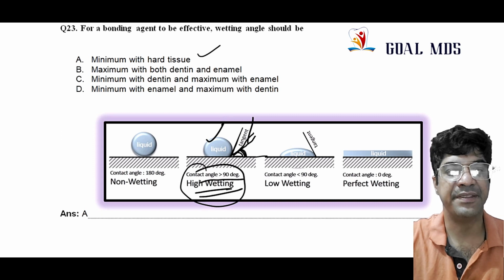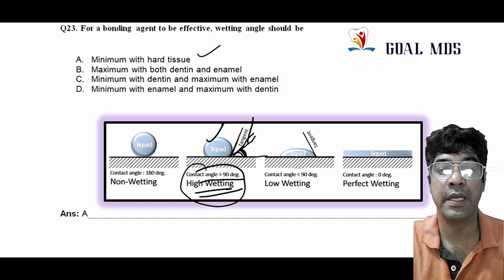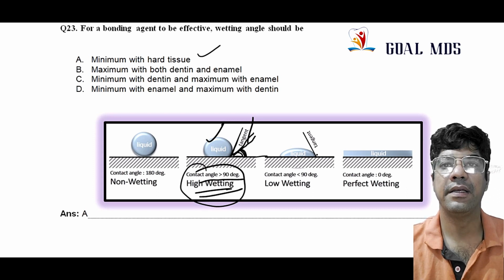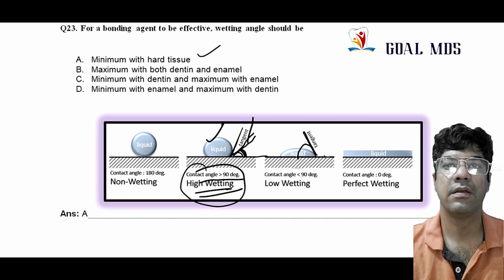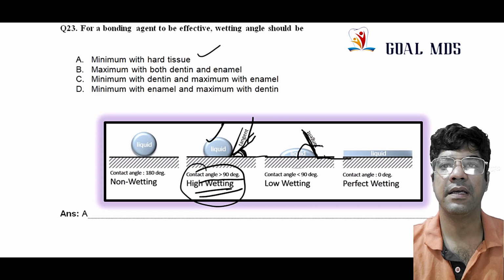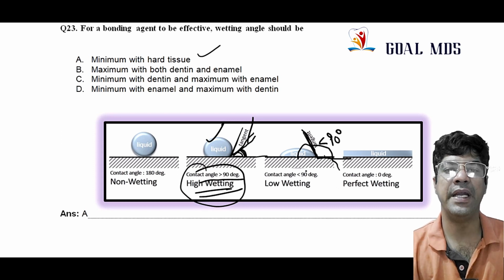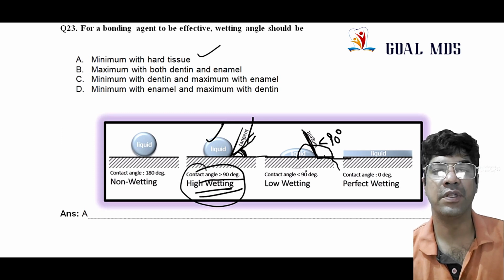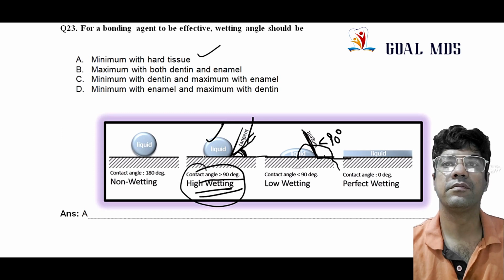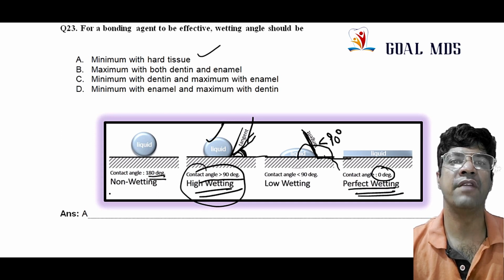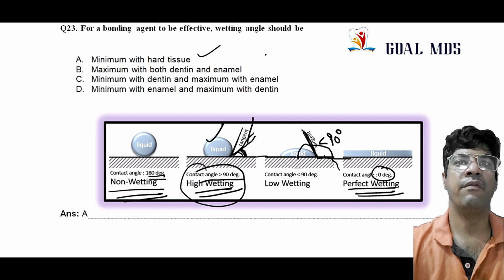So when the wetting angle is less than 90 degrees, the liquid tends to wet the surface, spreading out and making good contact with it. When the angle is greater than 90 degrees, it indicates poor wetting and the liquid tends to bead up rather than spread out on the surface. Zero angle means perfect wetting, and a contact angle of 180 means there would be no wetting. So the wetting angle should be minimum.